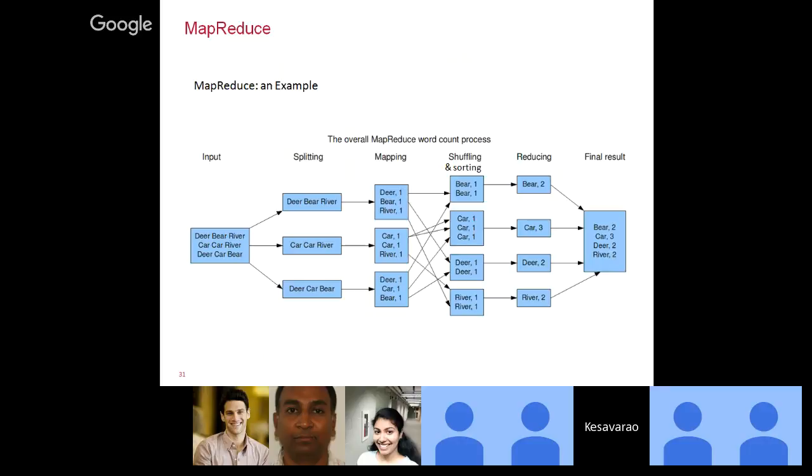Okay. So does everyone understand this part? Stop me if you need any further clarification. This is a very fundamental thing. MapReduce is the heart of the Hadoop system.